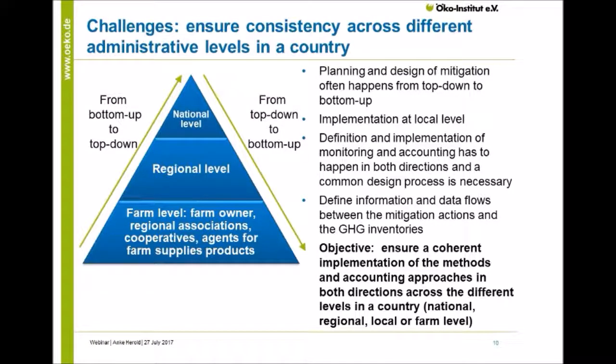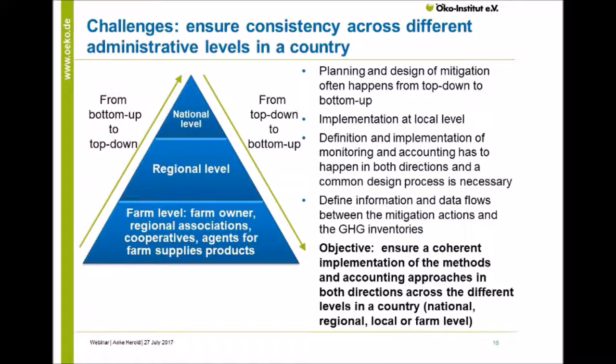Another challenge in the agricultural sector is to ensure consistency across different administrative levels in a country. Often the planning and design of mitigation activities happens at a top-down level. So it's like ministries decide on what they will promote in terms of mitigation activities, but then the activities are implemented at the local level, at the farm level. And this means the definition and the implementation of monitoring and accounting has to happen in both directions, and a common design process is necessary.